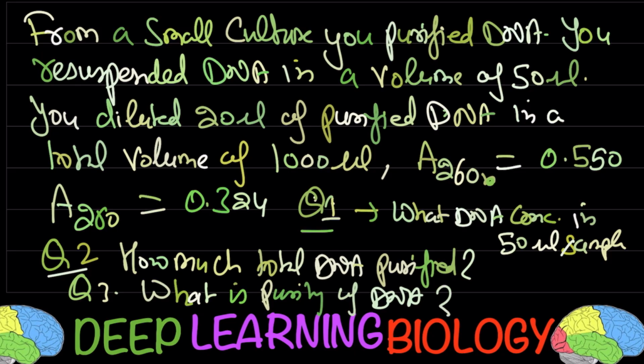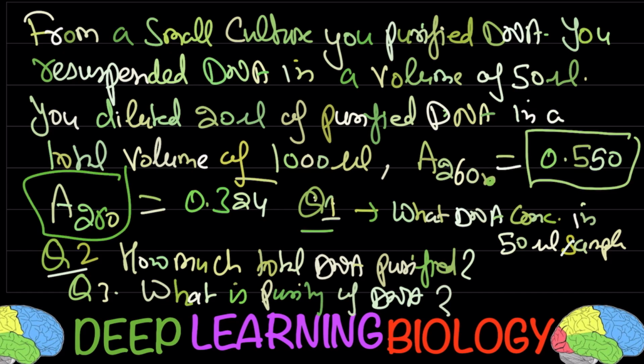So here, from a small culture you purified DNA, you resuspended DNA in a volume of 50 microliter, you diluted 20 microliter of purified DNA in a total volume of 1000 microliter, and the absorbance you calculate at 260 nanometer is 0.550, at 280 nanometer 0.324. Here you have to calculate the DNA concentration in the 50 microliter sample, how much total DNA was purified, and the purity of DNA.